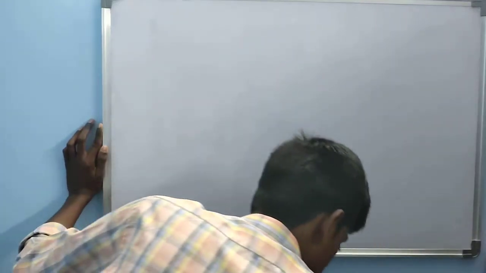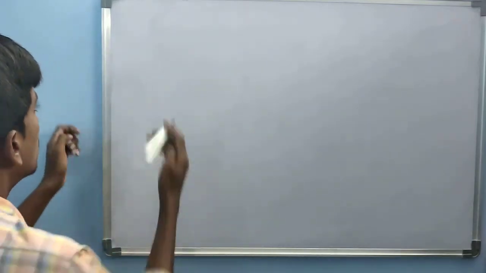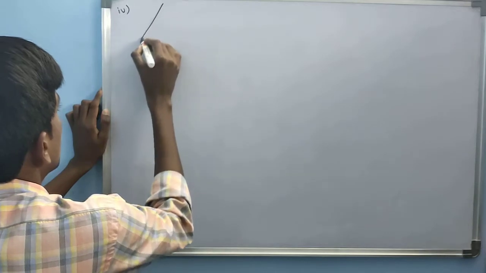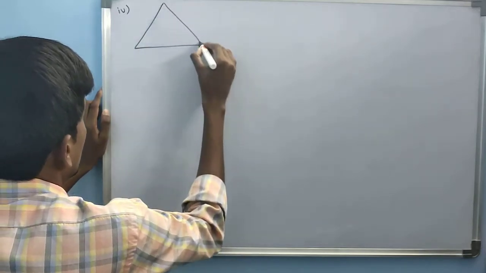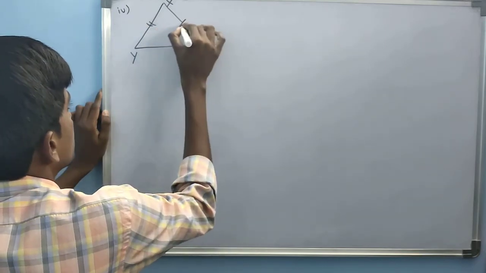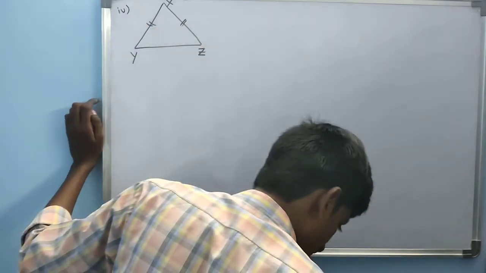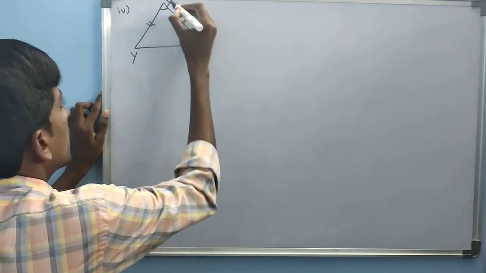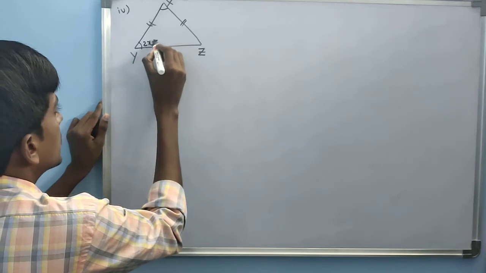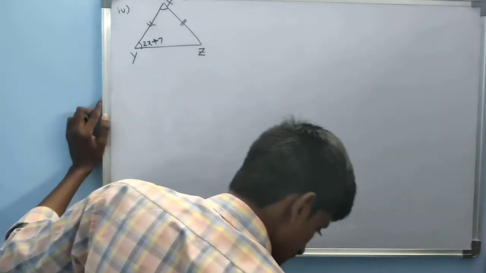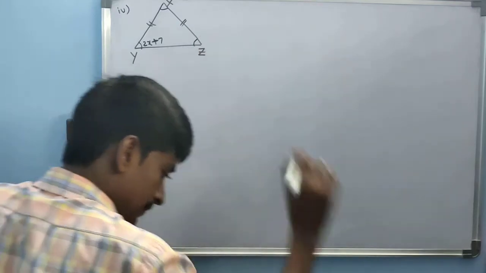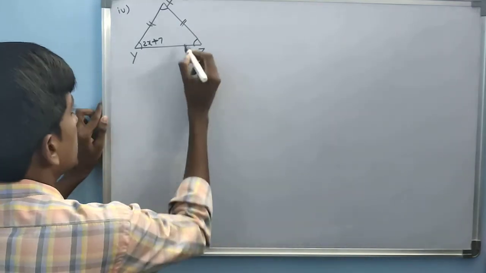The next one is the fourth one. The fourth one is given like that: X, Y, Z, and these two sides are equal is given. Here one angle is given, here 2x plus 7 degrees, and this angle is 45 degrees.